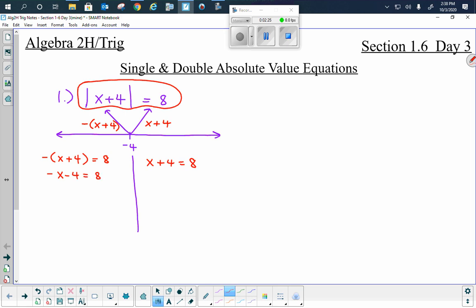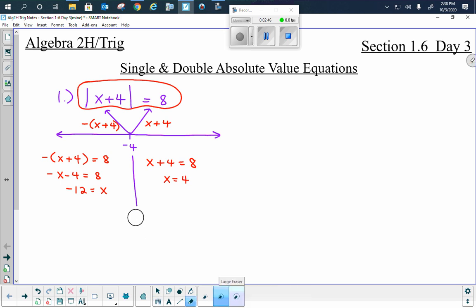-x minus 4 equals 8. So maybe I will just manipulate it to the other side and just say -12 equals x. We'll leave it there until we check it. And on this one, we'd have x equals 4.